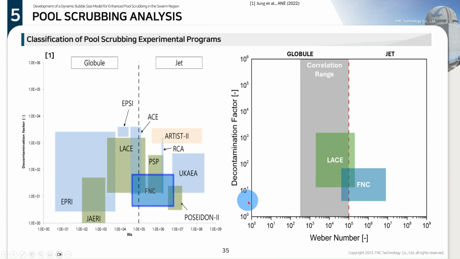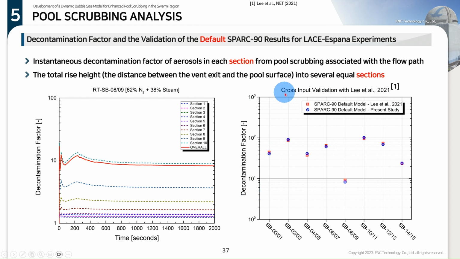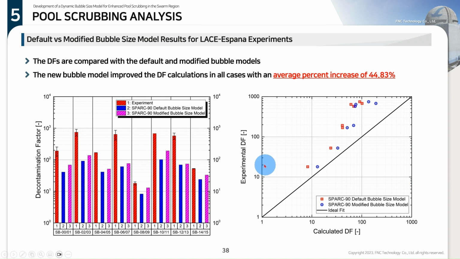And this was implemented into the pool scrubbing code. Two experiments were selected considering data availability, LACE and FNC. Similar practices were applied for the normalization, and the steam, gas, and aerosols were injected here to have pool scrubbing in this volume. First, the default model was cross-validated from the literature to find the correct results. And then the newly implemented bubble diameter was assessed to compare with the default bubble diameter.